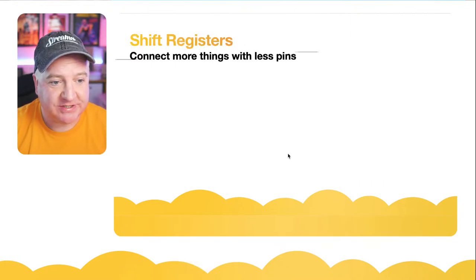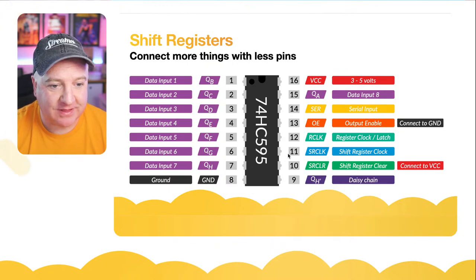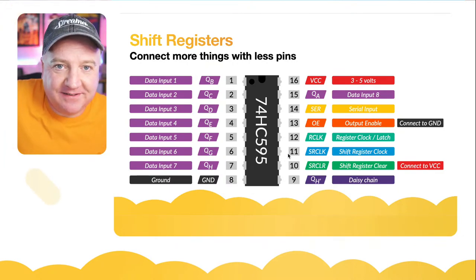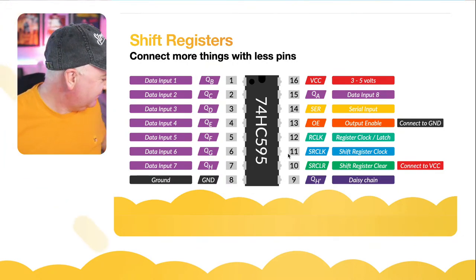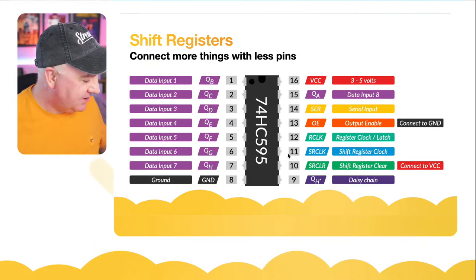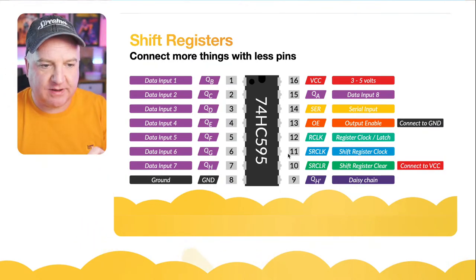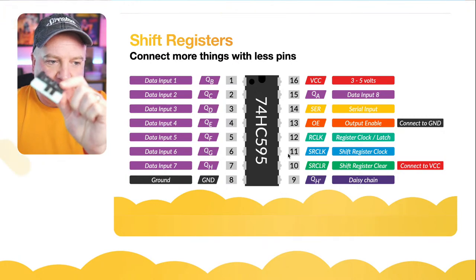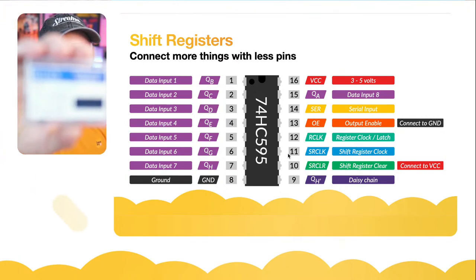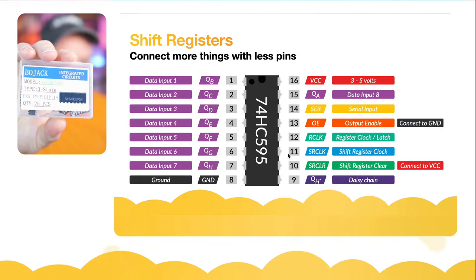So shift registers. Let's have a look at one of these. This is the 74HC595, like I said, my little friend. I originally bought only a couple of these, I think there were about five in a little package. So I ordered another job lot of these. There's 25 in this little package here.